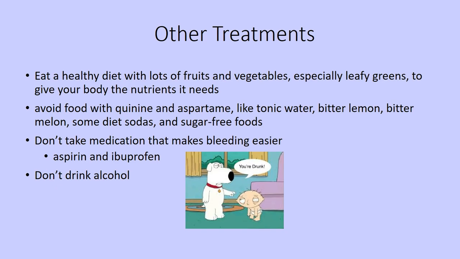Other treatments, so eat a healthy diet with lots of fruits and vegetables, especially leafy greens, to give your body the nutrients it needs. Avoid foods with quinine or aspartame, like tonic water, bitter lemon, or bitter melon, some diet sodas, and sugar-free foods, because aspartame is the sweetener that's added instead of sugar, and those could actually make your platelets go low. Don't take medication that makes bleeding easier, such as aspirin or ibuprofen. And again, don't drink alcohol. Alcohol actually thins out your blood. So if you're already having low platelets, you don't need it to be any thinner or have less ability to clot.